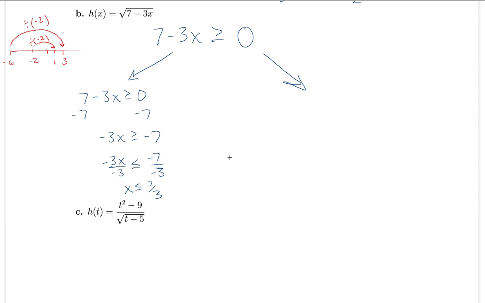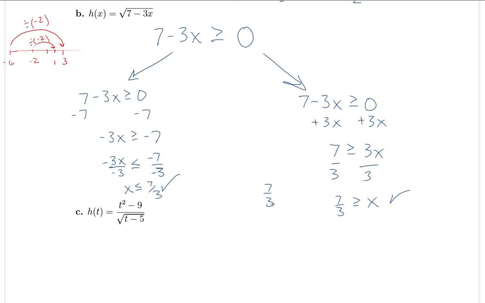All right, so you could have done it that way, but also sometimes people like to really try to avoid that inequality flipping. And if that's the case, just manipulate it so that you're sure that the variable term is always going to be positive. So if I just added 3x to both sides, then I don't even have to worry about it. And of course, this and this are saying the exact same thing, right? They're saying that at most, x can be 7/3, and it can be anything less than 7/3.